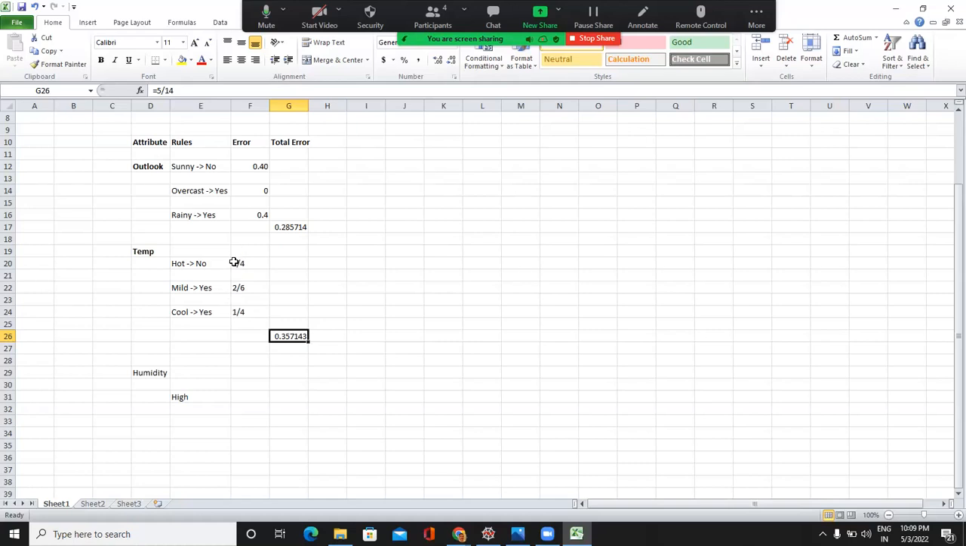So it is 2 plus 2, 4, plus 5. 5 times we will commit an error out of a total of how many times? 4 plus 6 plus 4, that is 14. So that becomes 5 divided by 14. These many times we will commit an error.